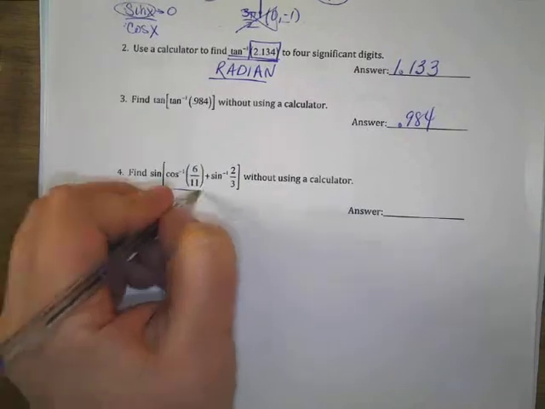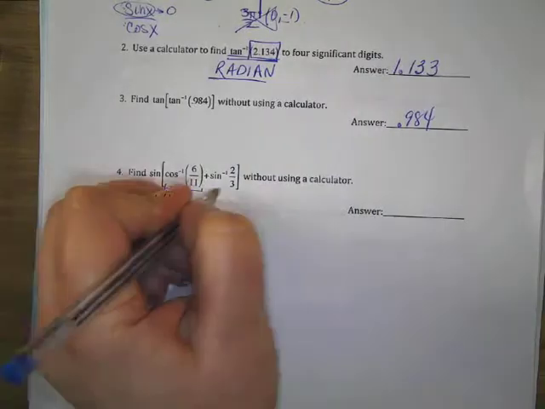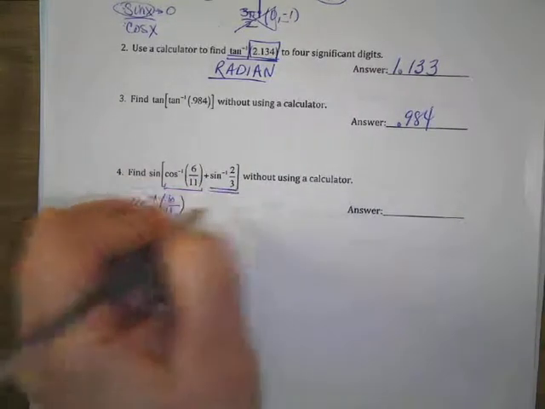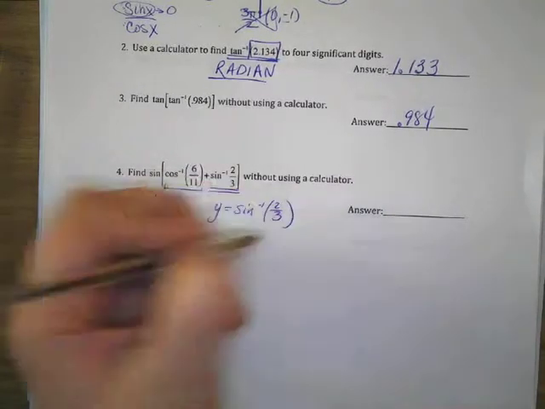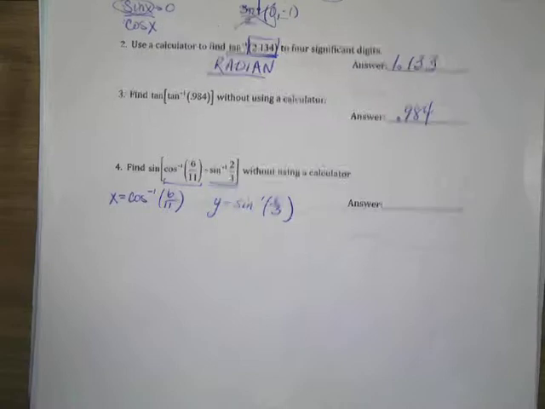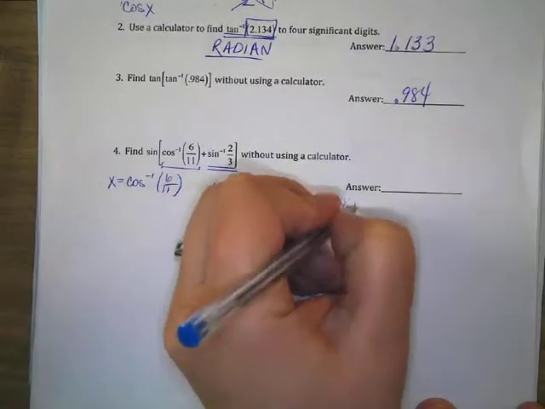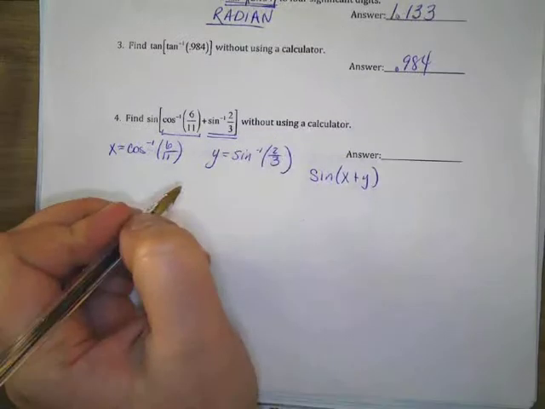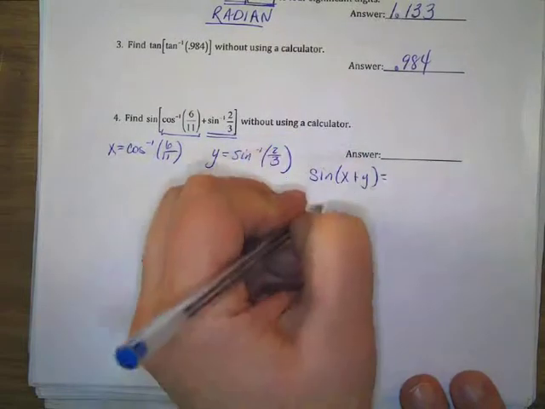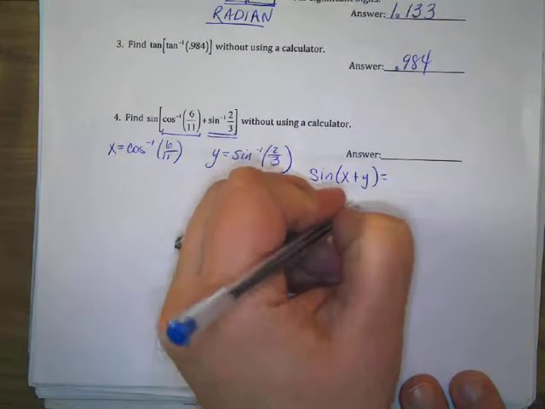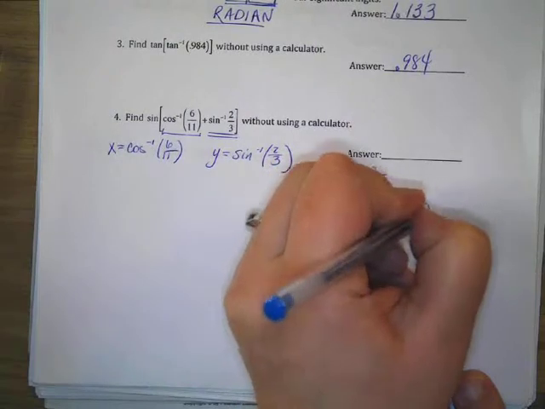So you're going to let the x equal the inverse cosine. And what are you going to do with the inverse sine? Y equal inverse sine. This is where you have the two triangles. So really what we're looking for right here is the sine of x plus y, and it's an identity. It's the sum identity. So it's sine x cosine y plus cosine x sine y.